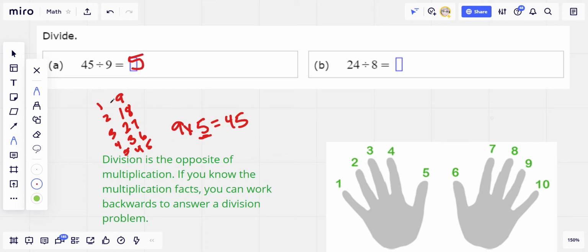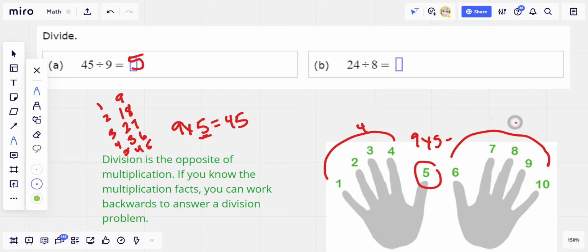If you didn't remember this pattern to listing the multiples of 9, you could use this hand technique. What we want is the multiplication fact whose answer is 45. And the way you do that is you put down one of these fingers, and then you have 4 left on one side and 5 left on the other side. So it looks like we'd have to put down the 5th finger there, the thumb. So that means this is 9 times 5 equals 45.